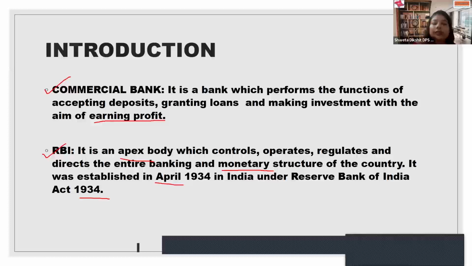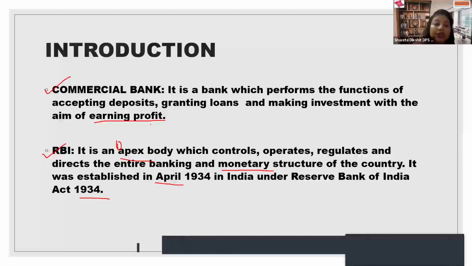So you need to write, the first point you can write is that RBI is the apex body, whereas commercial banks work under it. Secondly, RBI controls, operates, and regulates directly or indirectly the banking and monetary system, whereas commercial banks act as the banker to the common public, like accepting deposits and all. So these are the basic differences. The third difference is that RBI doesn't work for earning profit. It only tries to work for the establishment of the economy, whereas commercial banks work for earning profit.